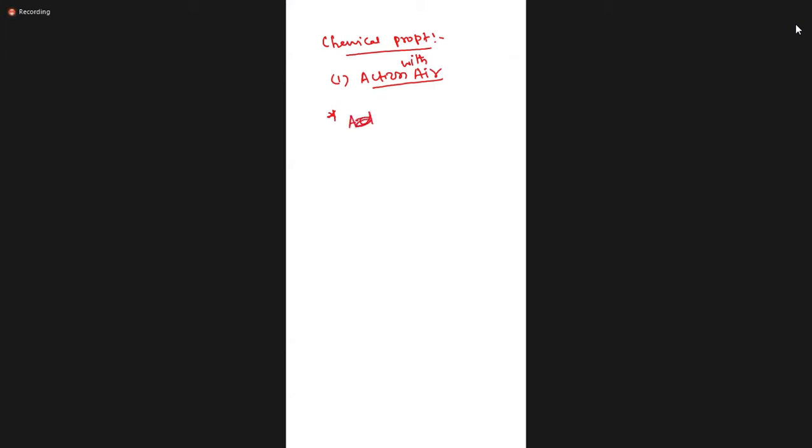Action with air. MO2 type of oxides, sorry, MO type of oxides will form metal oxides. So I told you BeO, MgO type of oxide, CaO type of oxide, SrO type of oxide, and barium oxide will form like that. Even MO2 type of peroxides also will form like that, I told you. Peroxides mainly: barium peroxide will form.